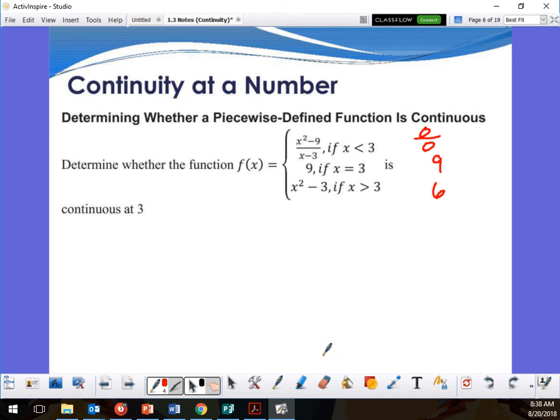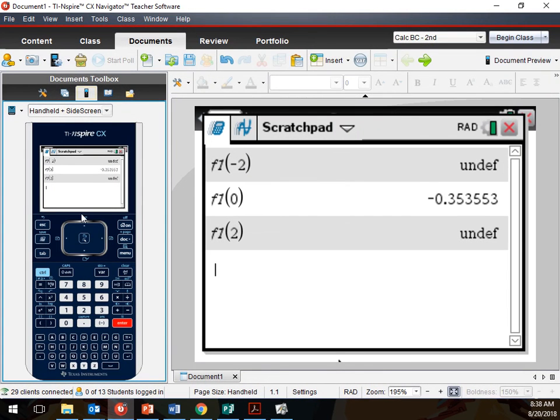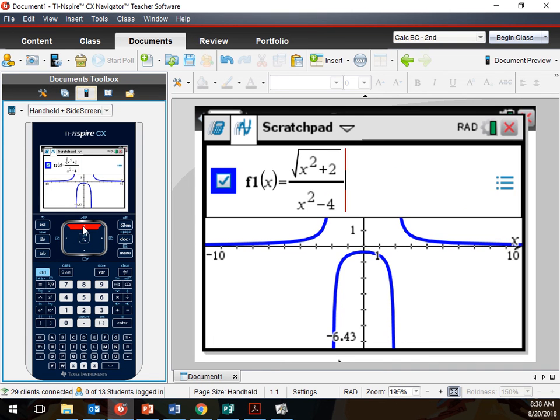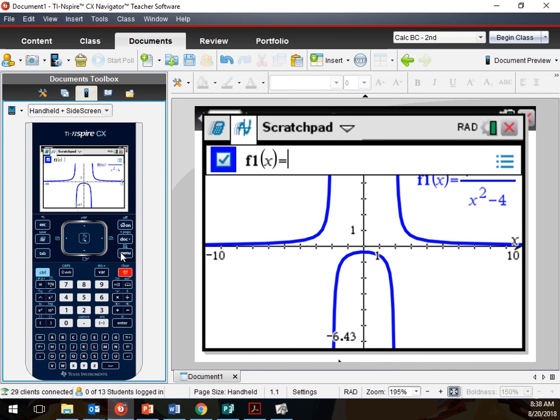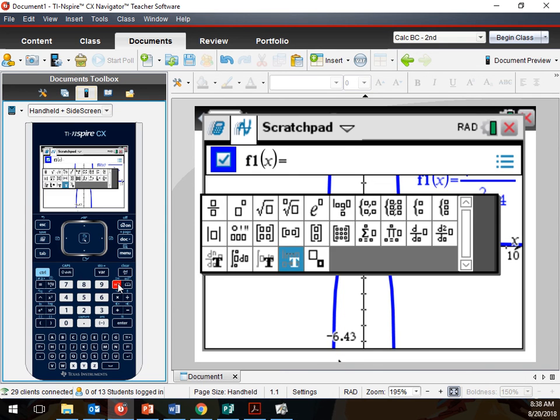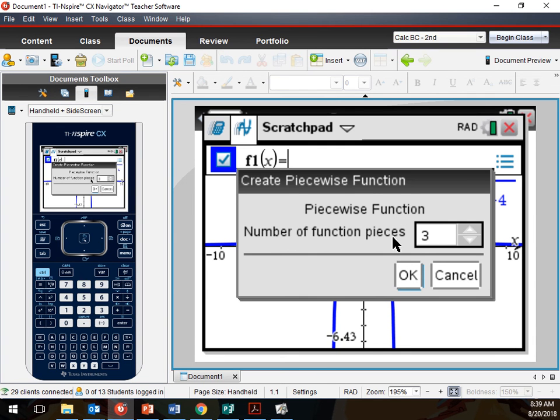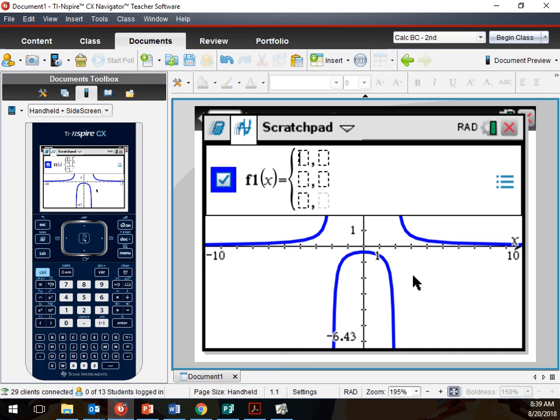No. Okay, so I'm going to need some help on this one so I don't mess it up. All right, so hit tab, go up. Now, see this right here, down below delete? This is the insert tools. And I want a 3 by piecewise. It's this one right here, so make sure you click the right one. Okay, number of piecewise, 3.